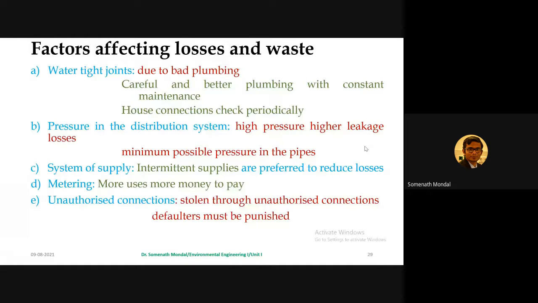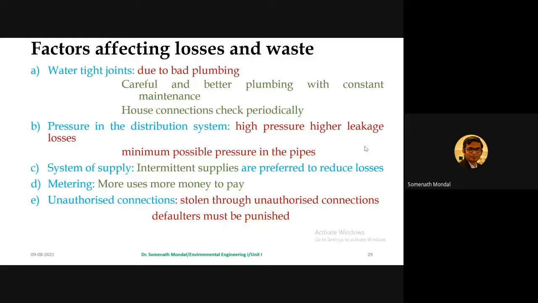The municipality or the government authority should not provide a pressure which would help these multi-storey people to get the water stored in the rooftop tank, and that is the way we can reduce a significant amount of wastage and losses in the supply water.